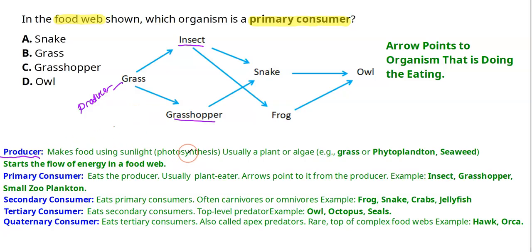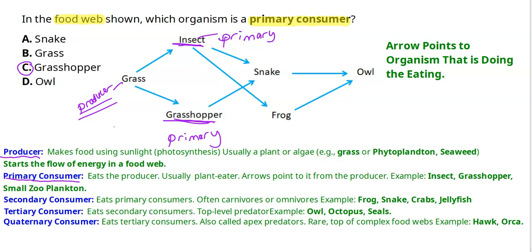It produces its own food using photosynthesis, and grass can do that. And it's not eating anything. And you should be able to see that as well in this diagram. So grass is the producer. Now it says here the primary consumer eats the producer. Well, I've already told you that the two things that are eating the grass are the grasshopper and the insect. So these two are the primary consumers. Asking which one of these organisms is the primary, well, the only one that shows up is the grasshopper. The insect's not on here. So that's why my answer choice is C.